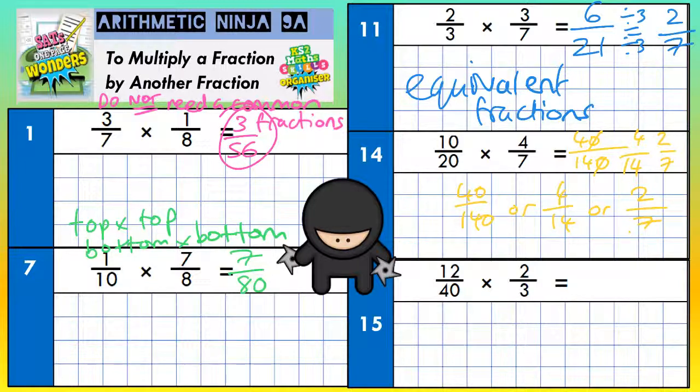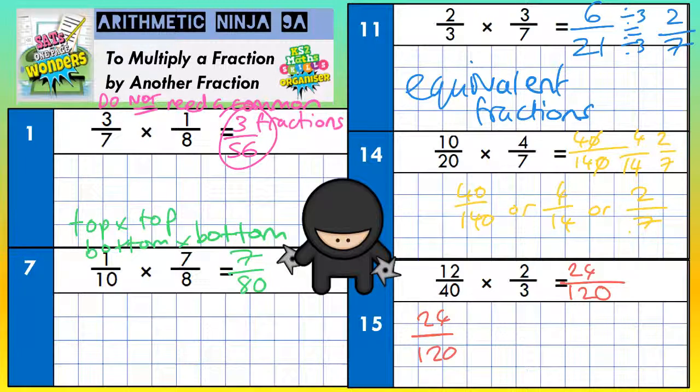Question number 15, the last one. Top times top, bottom times bottom. 12 times 2 is 24. 40 times 3, well, 4 times 3 is 12. So 40 times 3 is 10 times bigger than that, which is 120. Again, you could simplify that to get a simpler version, although 24 120ths would be okay.